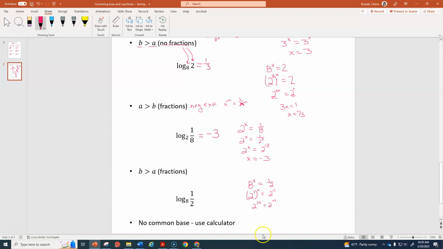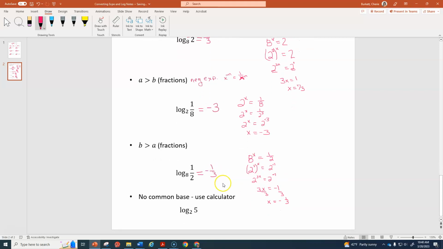Equals 2 to the negative 1. Bases are the same, drop the bases. 3x is equal to negative 1. Divide both sides by 3. X is equal to negative 1/3. So here, when I do have a base that's bigger than my value, but it is also bigger because it's a fraction, you should expect a negative fraction as an answer. So this came out to be negative 1/3.